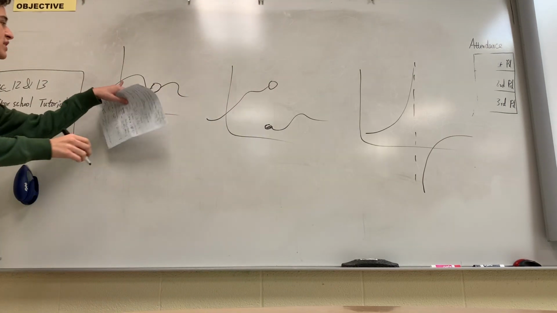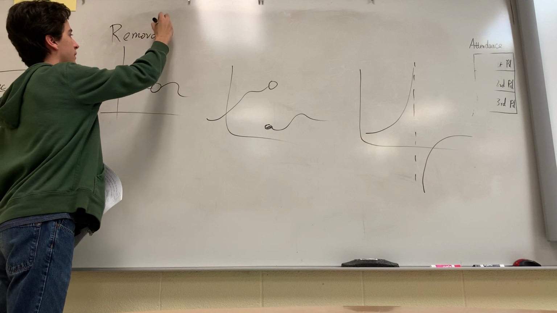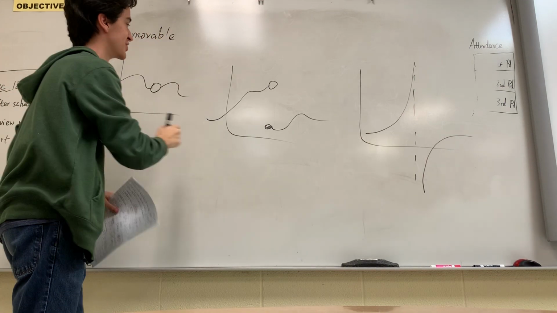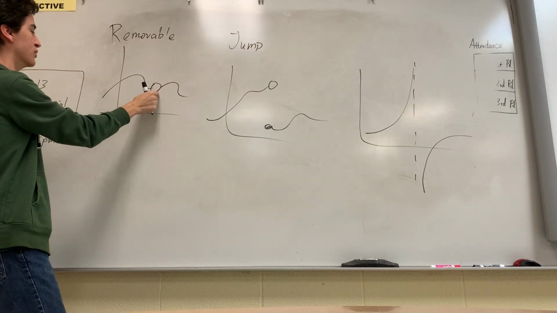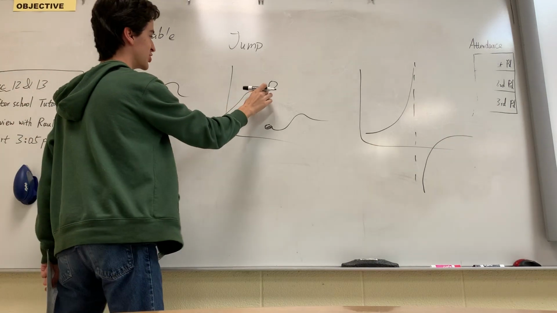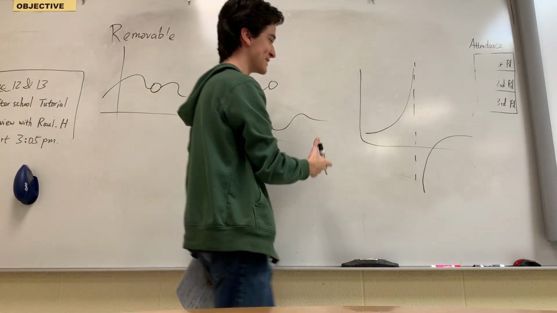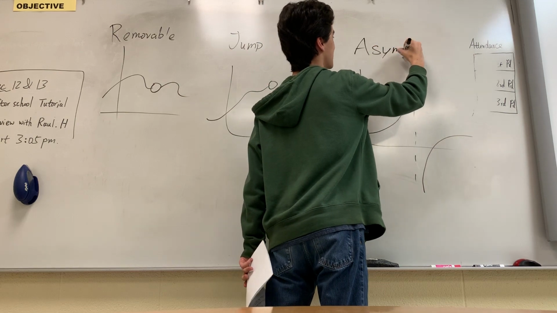This type of discontinuity right here is called a removable discontinuity. This type is called a jump discontinuity, right? It makes sense. You're kind of removing the point, whether it's defined somewhere else or not. Here, you're jumping from one place to another, and this is very aptly known as an asymptotic discontinuity.